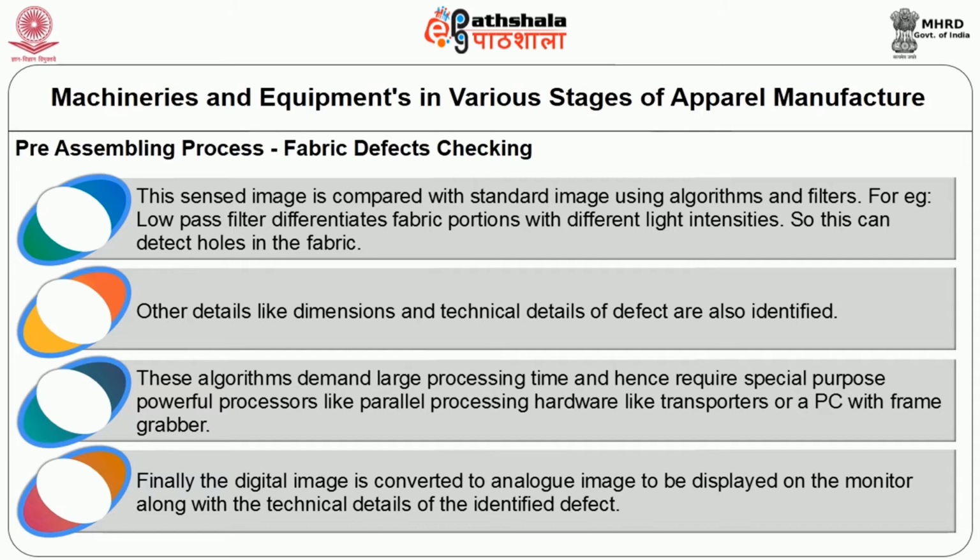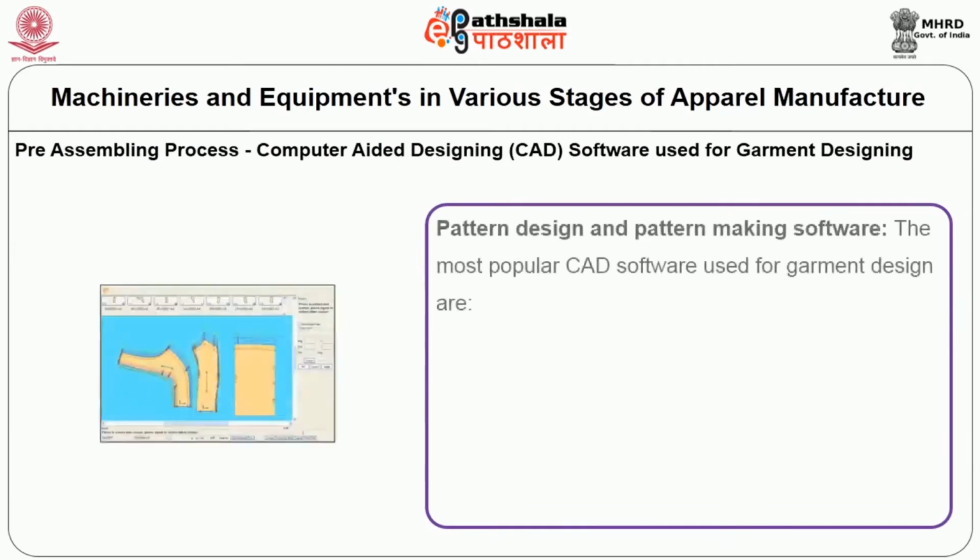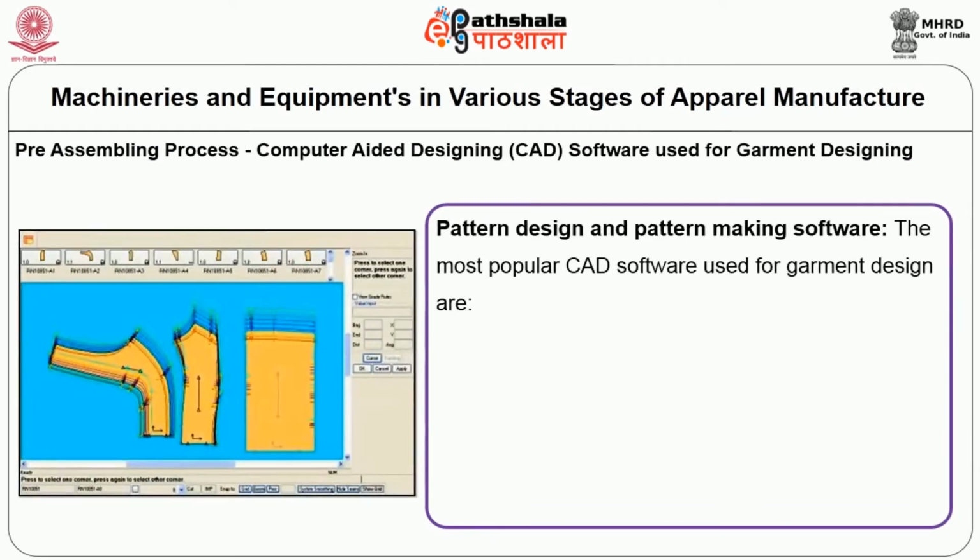Finally, the digital image is converted to an analog image to be displayed on the monitor along with the technical details of the identified defect. So this flowchart explains the whole process of the defect checking software. The next one is computer-aided designing software for garment designing.